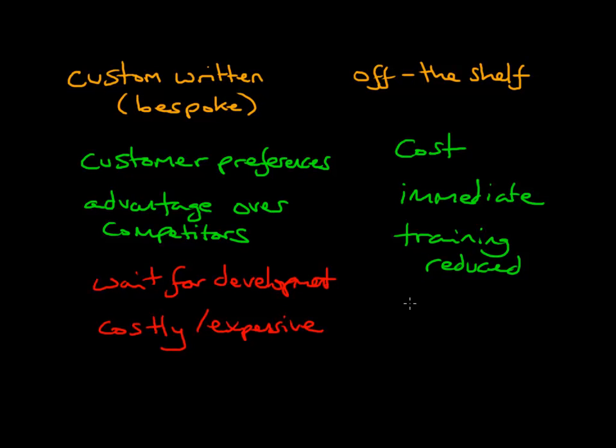And another advantage is that your help is more available. And by that, what I mean is if you use a popular product that's off the shelf that millions of users in the world use, then you can go online and find help, you can buy books and find help, so it's generally more available. Off-the-shelf products, though, do have the disadvantage that they are not perfectly written for that particular company.